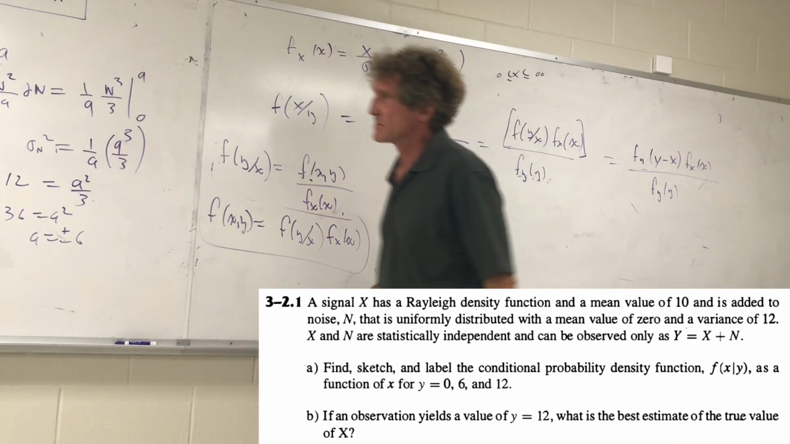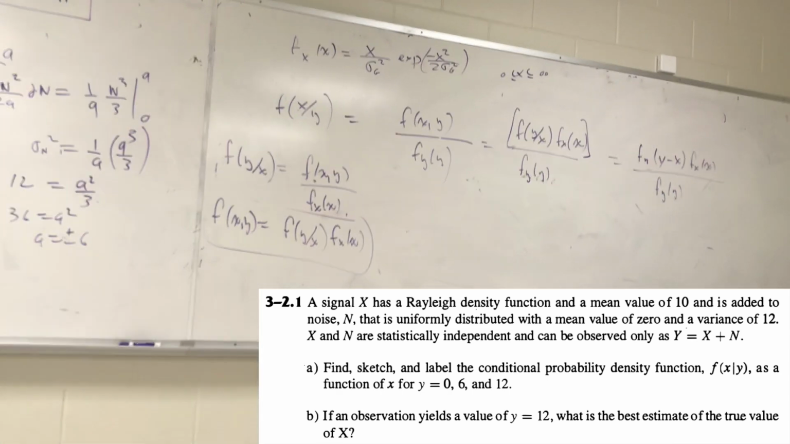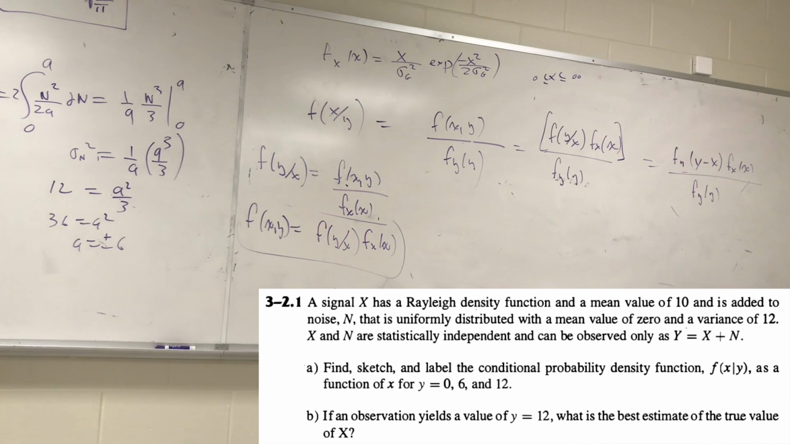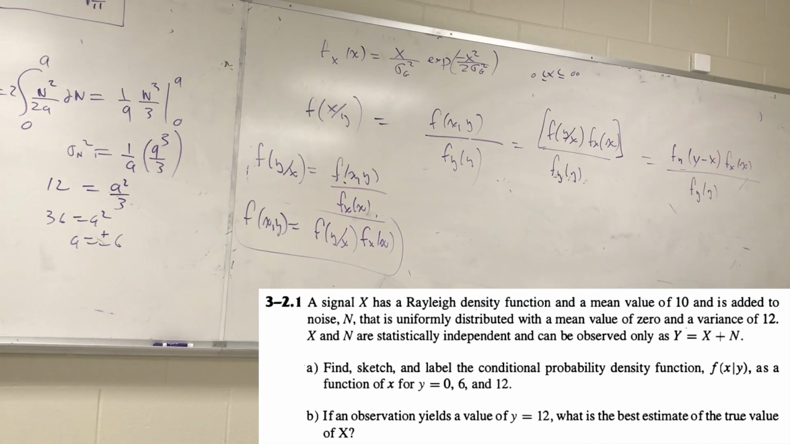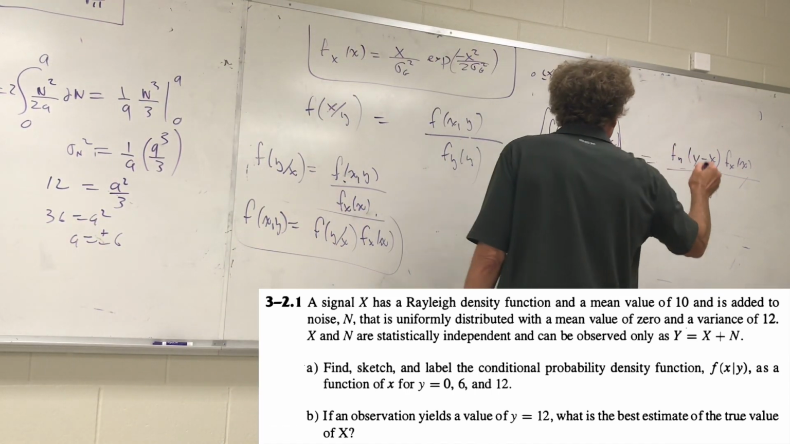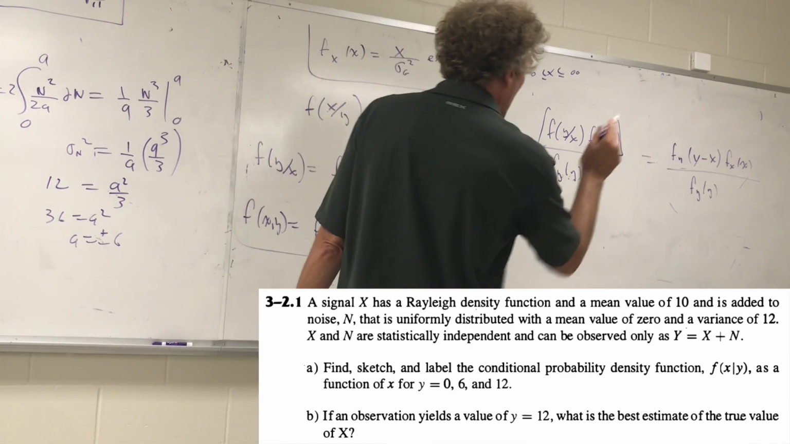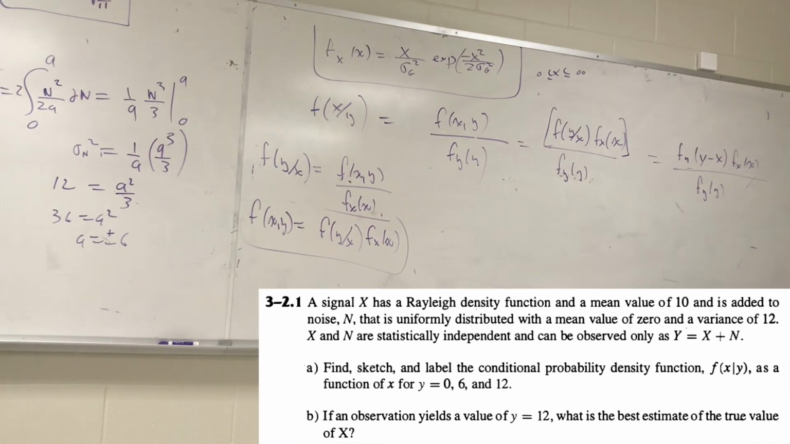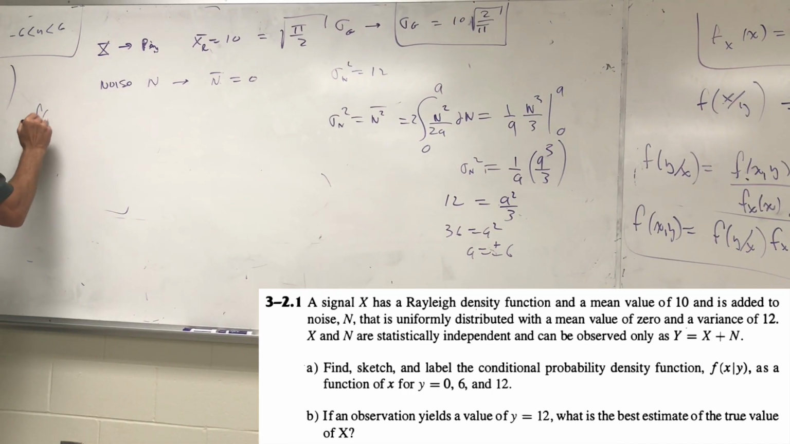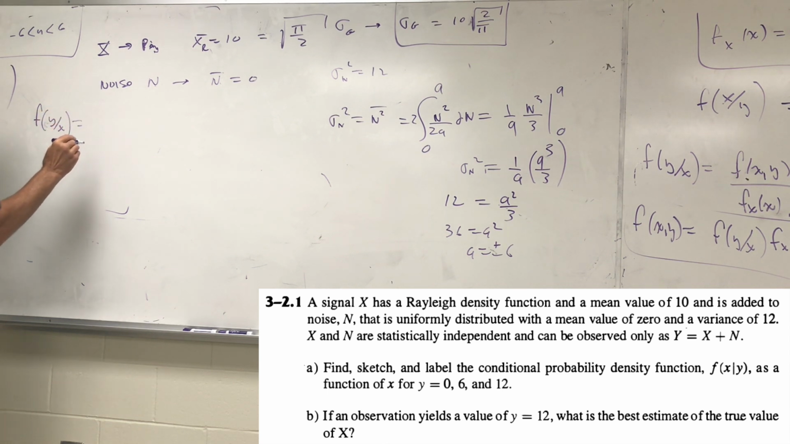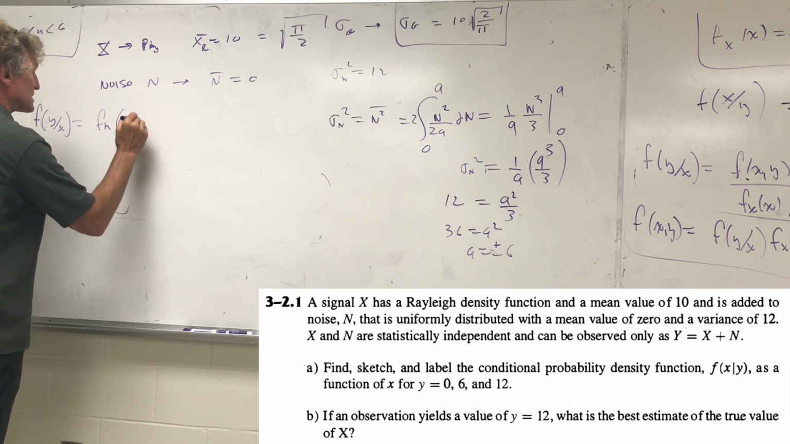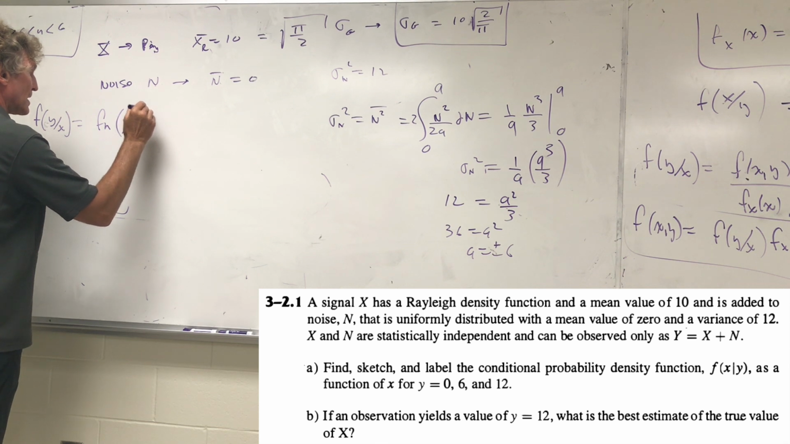Now we just have to do some basic stuff over here. So now I need to go ahead and solve for f of y. I have f of x, I've got f of x right here. And now I've got my f of y given x. Erase this, I'll put it right here. F of y given x is equal to f of n of y minus x right here.